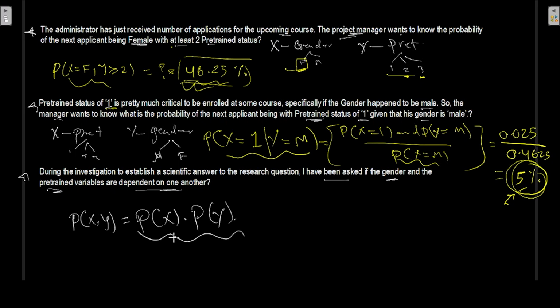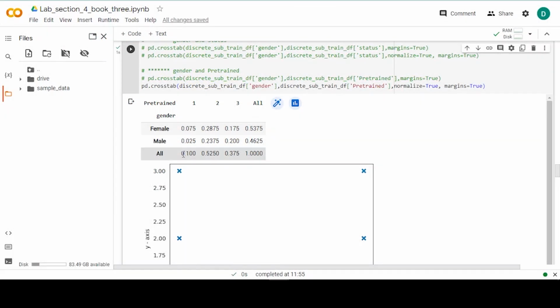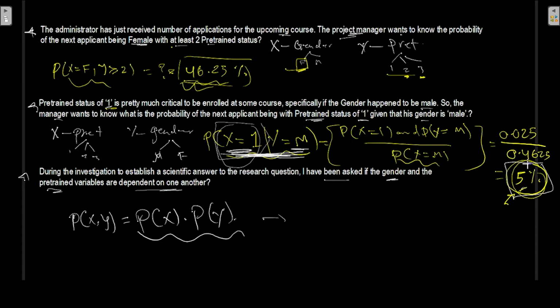From a different perspective, I could also look at the question like we did here. If the probability of X equal to 1, given that Y is male, which happens to be this 5% or so, were equal to the probability of X equal to 1, which is 10%. But here we are saying there is a 5% chance. So 5% and 10% are not the same. That's why I can conclude they are dependent on one another.